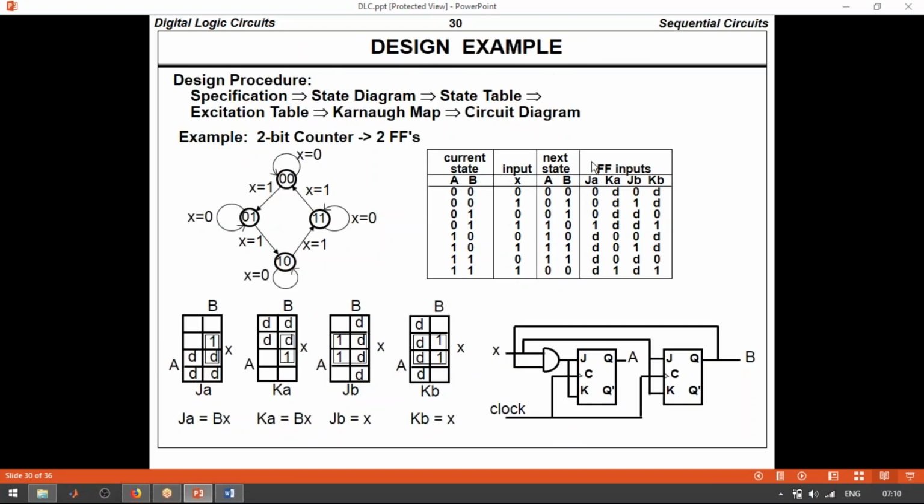So if I am using the JK flip flop, then the inputs will be JA, KA, and JB, KB, because you are having two flip flops. Because you are having four states: 0 0, 0 1, 1 0, 1 1. So two variables, so you have to consider two flip flops here.